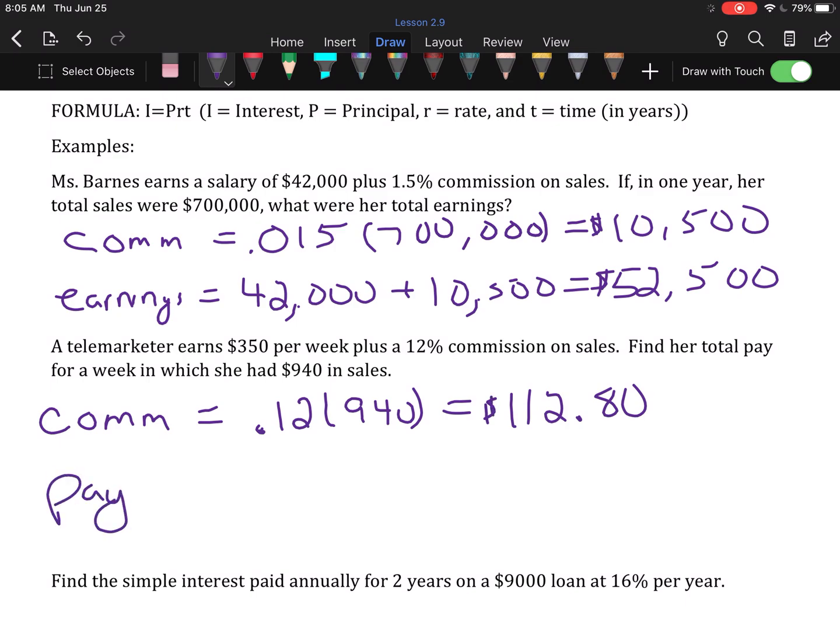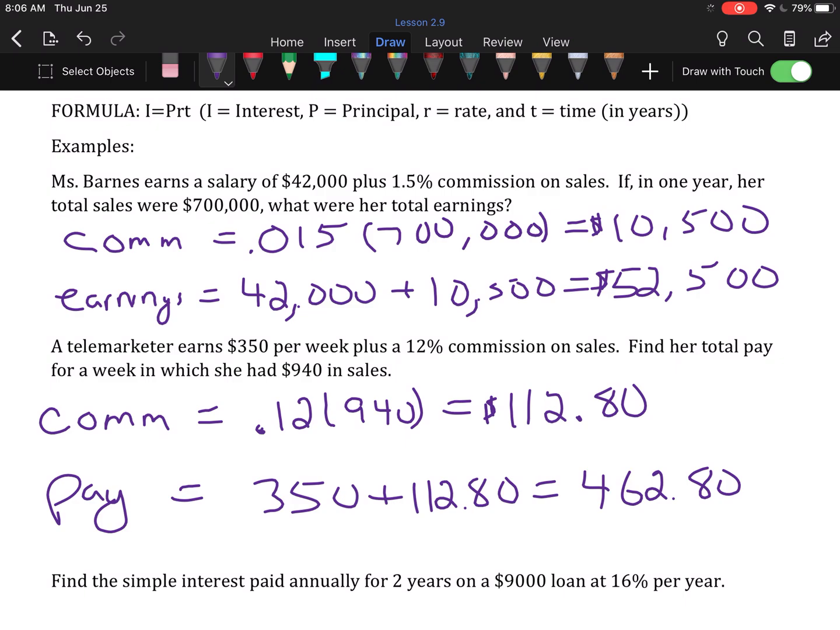Total pay is just like total earnings. It is her salary, or what we know she earns, which is $350, plus her commission, which is that $112.80 we just figured out. When we add those two things together, we're going to find that she made $462.80 for that week.